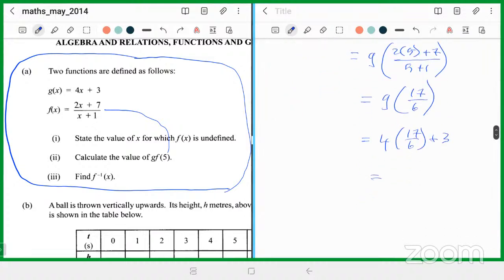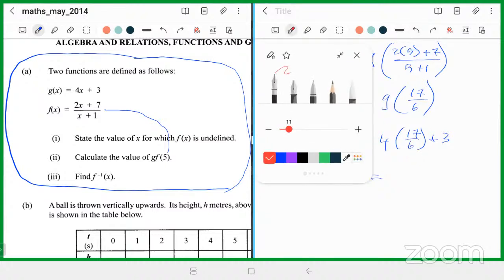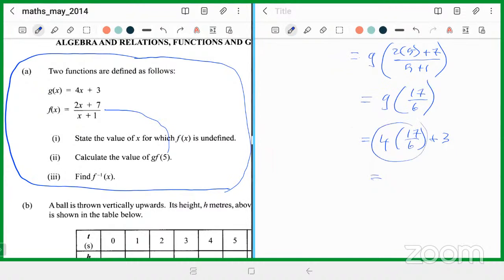Let's simplify this. You can put it in the calculator, but 2 into this goes 2 times, 2 into that goes 3 times, and 2 times 17 is 34. So it becomes 34 over 3, plus 3. This 3 is the same as 9 over 3 if you multiply it by 3 over 3.